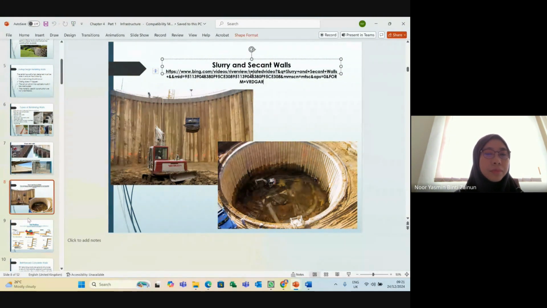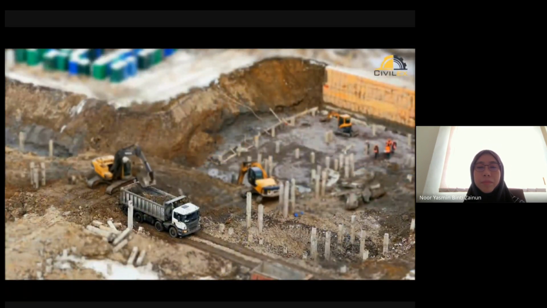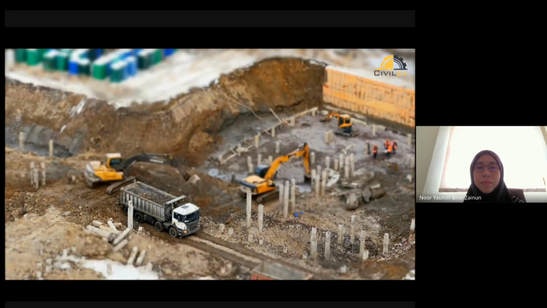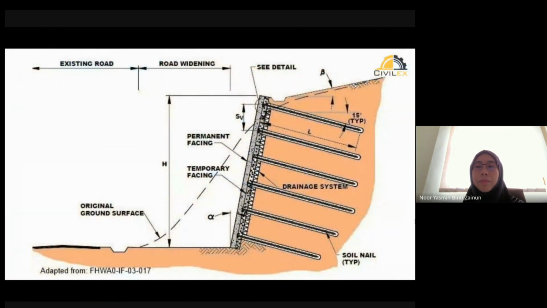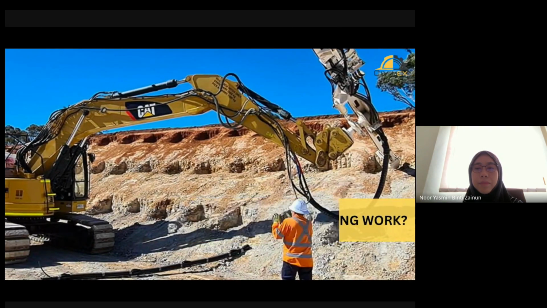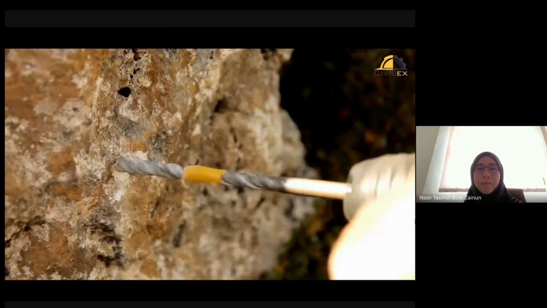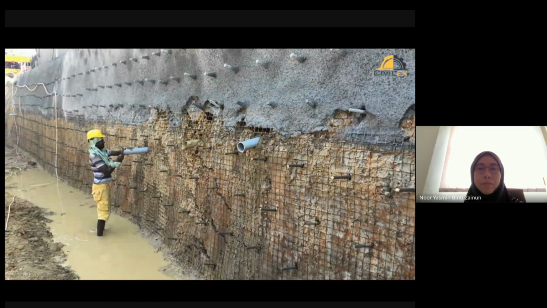Next is soil nailing. First things first, what exactly is soil nailing? Soil nailing is an effective geotechnical technique used to stabilize slopes, retaining walls, and excavations. It involves using steel or fiberglass elements, known as soil nails, to reinforce the soil and increase its stability. Now, let's talk about how soil nailing works. The process typically begins with drilling holes at specific intervals and angles into the unstable soil or slope. These holes are then filled with a grout mixture to form the soil nails.